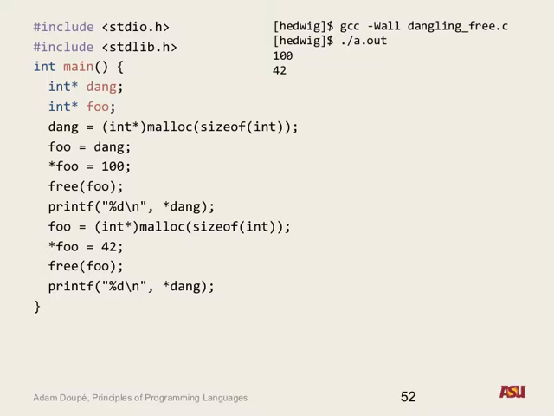But here we can see that the second call to malloc returns the same address as the one that was freed, the original malloc, because that's the value that's inside dang. And so the second malloc actually returns the same address. And so we get really crazy results here from these dangling references.